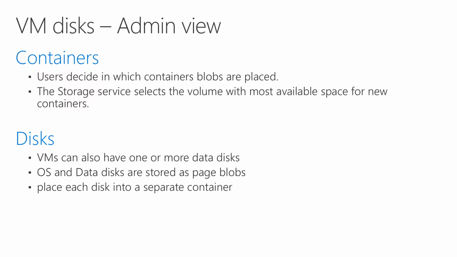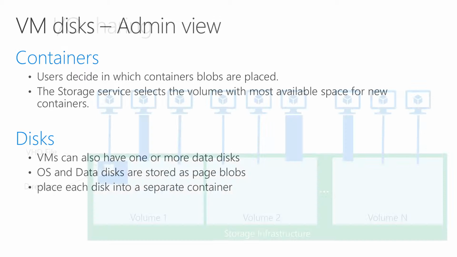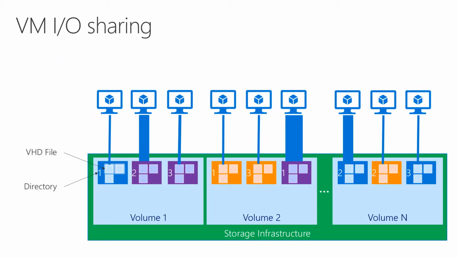And then disks. VMs can have more than one disk. They can have one or more. And the OS disk as well as the data disks are stored as page blobs. A good practice when you use unmanaged disks, and I'll explain the difference between managed and unmanaged in a second, is to place each disk into a separate container. And here's the reason why.